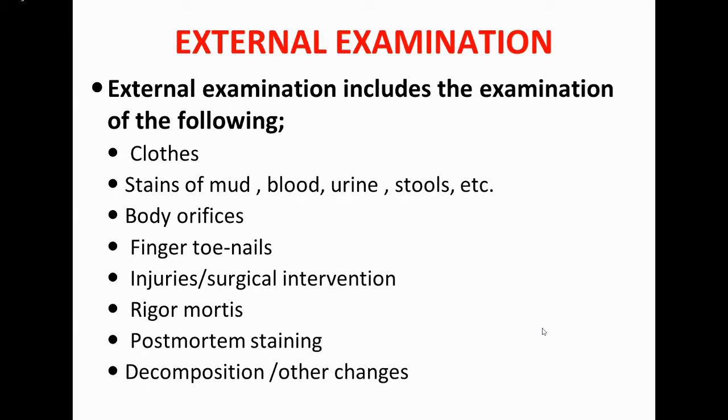The external examination basically includes the examination of the following things: the clothes worn by the deceased at the time of receiving the dead body. As you remember, we said that from the crime scene we take the body as it is, along with the ornaments and whatever belongings of the deceased person, wrap it in a plastic bag and shift it to the morgue.